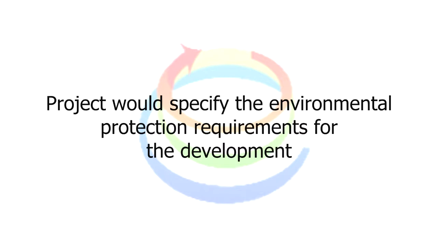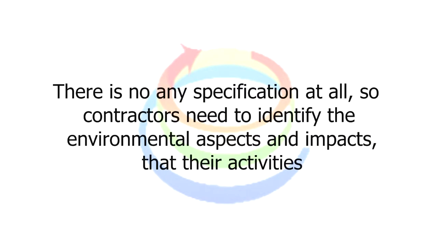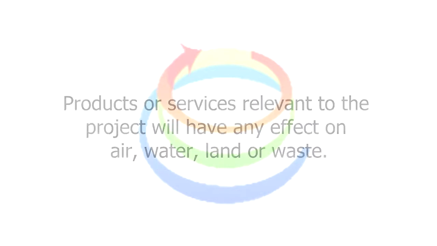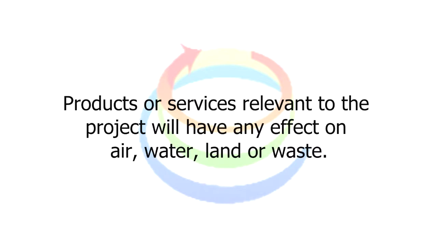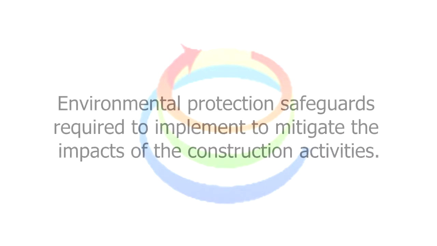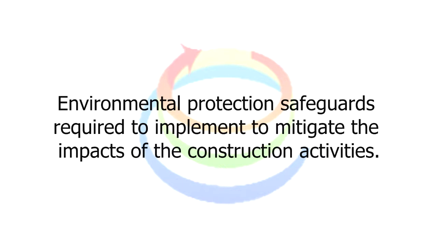However, in many instances, there is no specification at all. So contractors need to identify the environmental aspects and impacts, and whether their activities, products, or services relevant to the project will have any effect on air, water, land, or waste. The most important aspect of any environmental management plan is the environmental protection safeguards required to implement to mitigate the impacts of the construction activities.